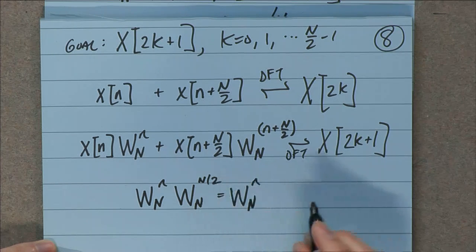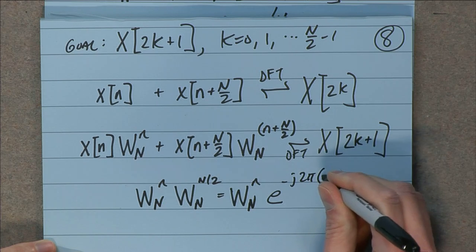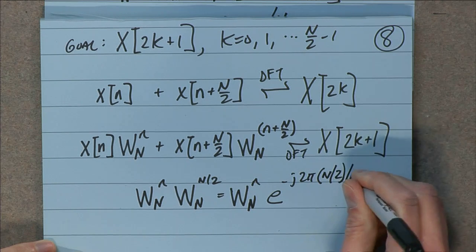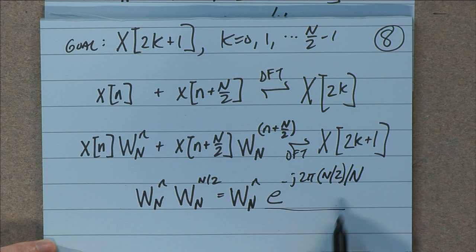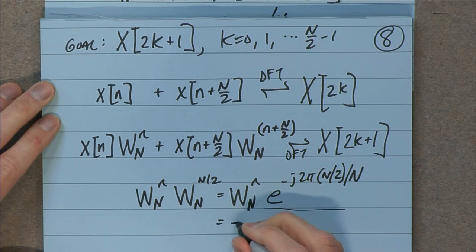And what's W_N^(N/2)? It's e to the minus j 2 pi times (N/2) divided by N, right? Well, the N's cancel, the 2 cancels, that's e to the minus j pi. So that's just a fancy way of writing -1.